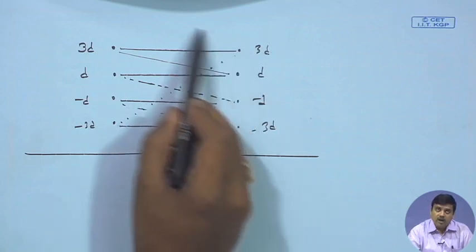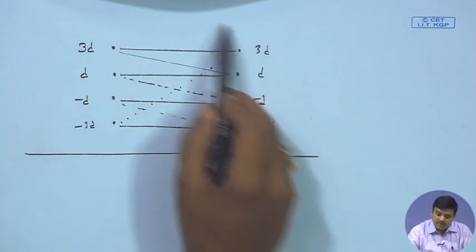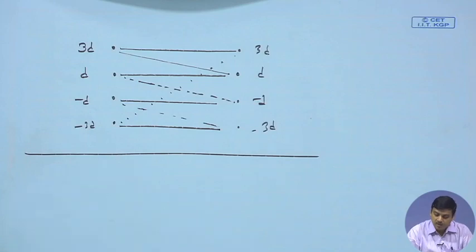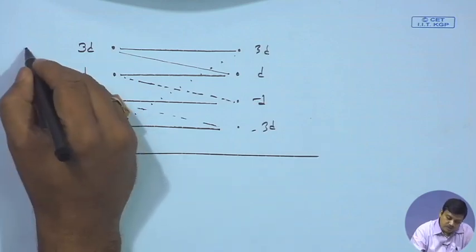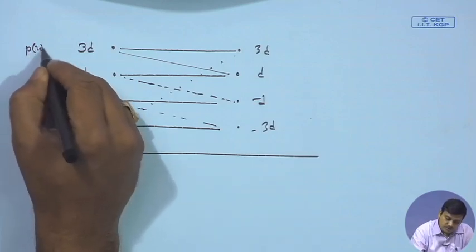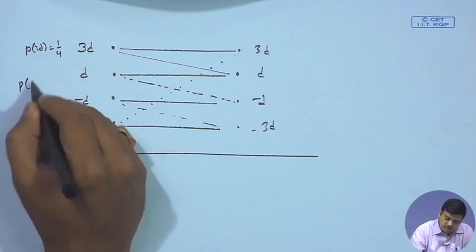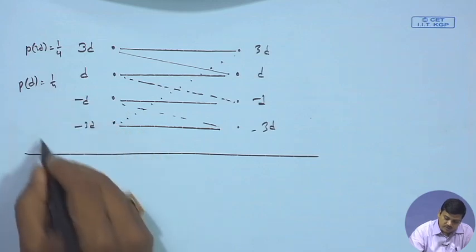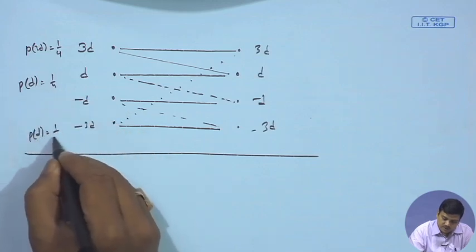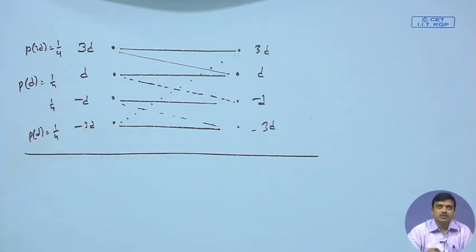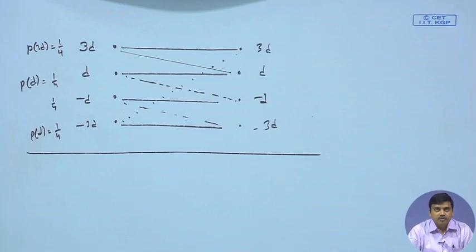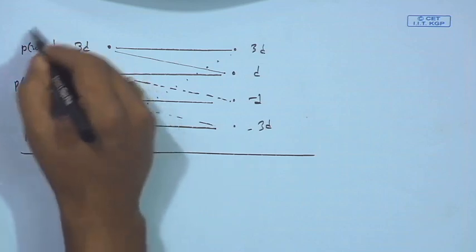However, looking at the symmetry of this particular constellation, we can probably say that in one situation the probability of 3D getting transmitted is 1 by 4, the probability of sending D is 1 by 4, and the probability of minus D is, let us say, 1 by 4. All of them are equal. Suppose this is the situation.